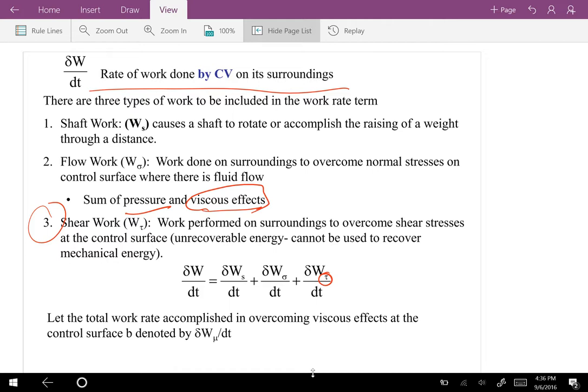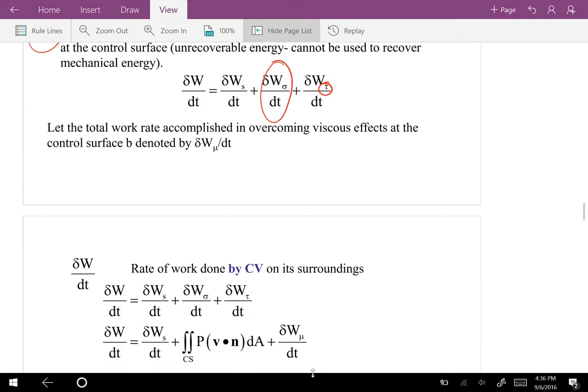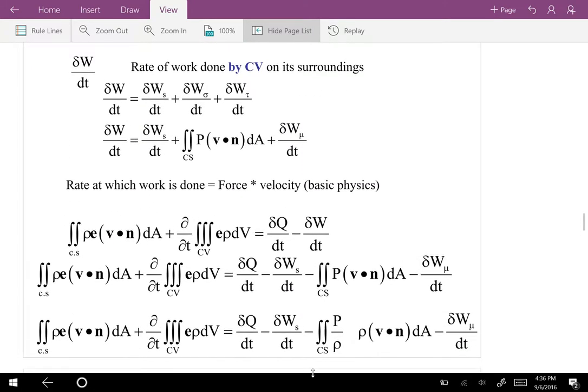So the total work W dot is composed of Ws dot, which is the shaft work, the flow work, and the shear work.